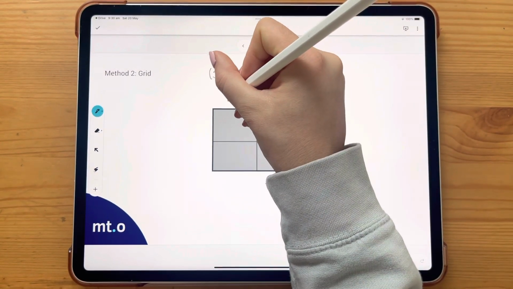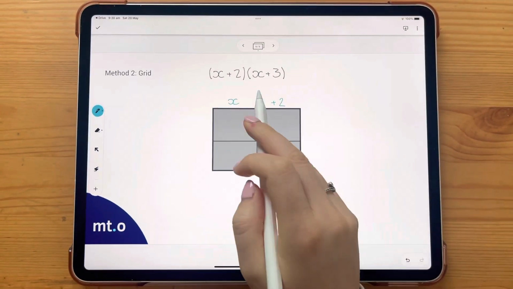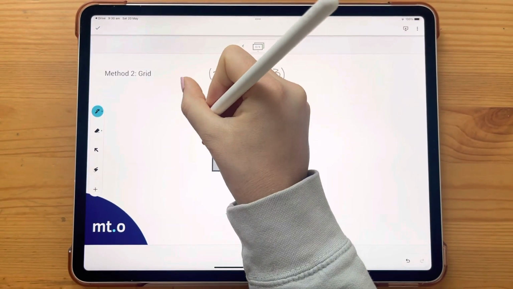So we're going to write the first bracket on the top of the grid. So we've got x and then plus 2. So we're splitting up the terms. And then on the side, we're going to write x and plus 3.